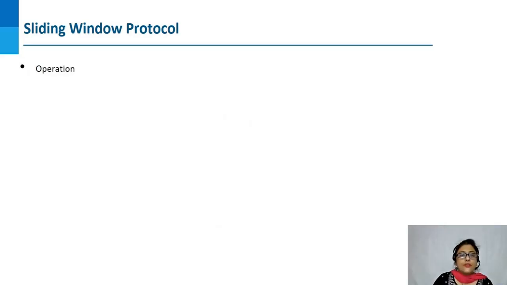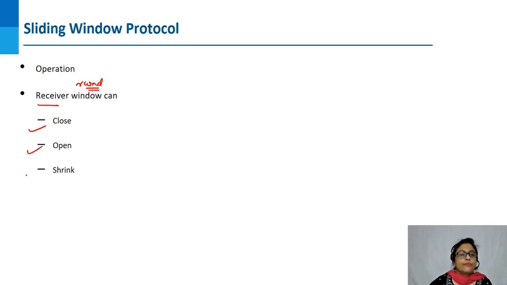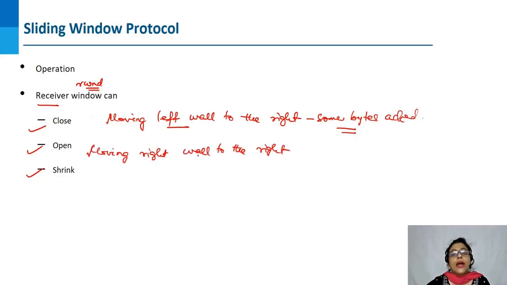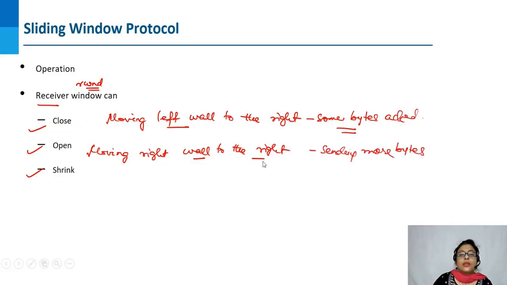What is the operation of sliding window protocol? The receiver window, or we call it RWND, which we have learned about in the previous video, can either close or open or shrink. Now what are the meanings of these three terms? Close means moving the window's left wall to the right. If this happens, then some of the bytes can be acknowledged. For the open case, moving the right wall to the right. And this helps in sending more bytes.